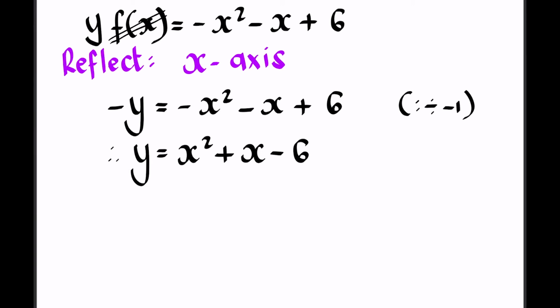Now I need to do the translation, and the translation is a shift of 3 units to the right. So to get a p, I'm going to complete the square so that I have it in the completed square form instead of standard form, which is what I have at the moment.